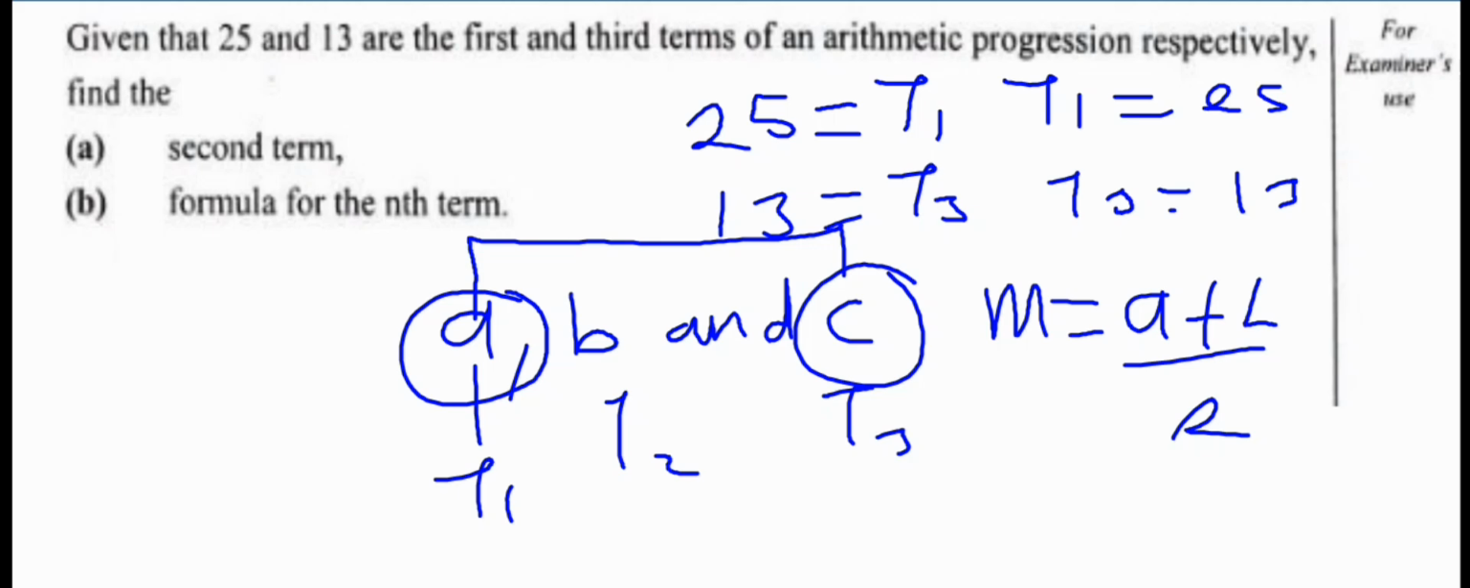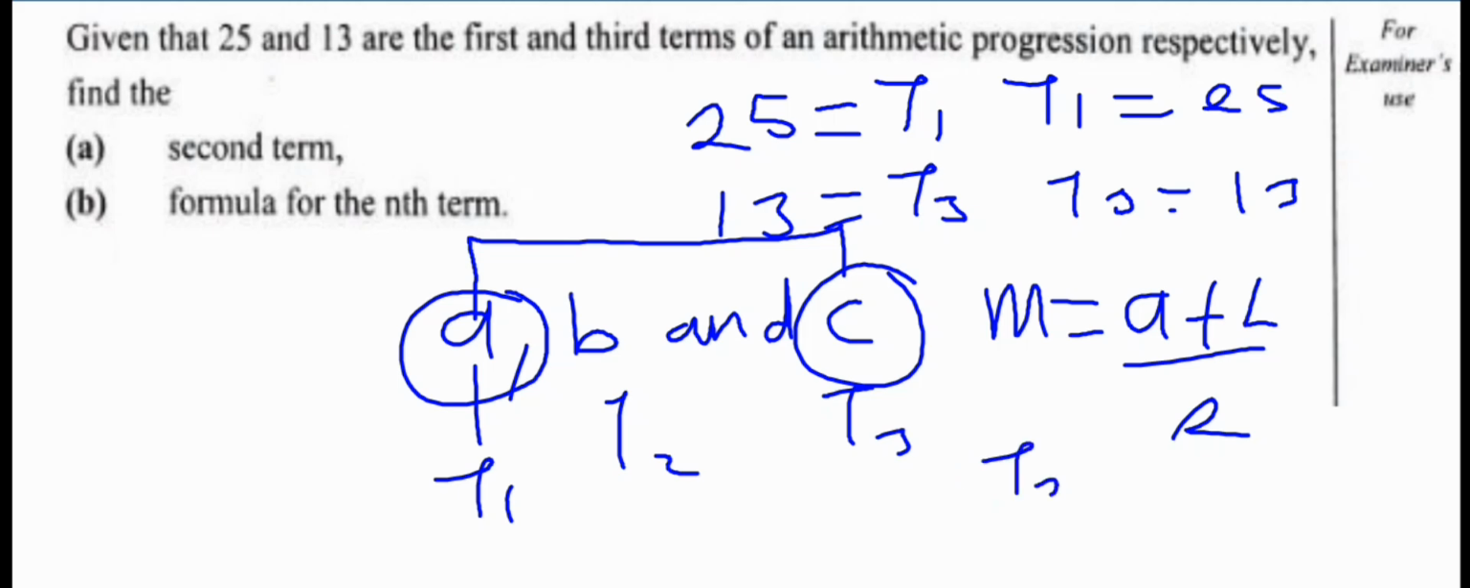Now, from this question, they are asking us to calculate the second term. So we can say B is representing the second term here. So where we are having M, which is the arithmetic mean, we can put B, because we are finding term number 2. You can use B or term number 2, because B is representing term number 2. So let's just use term number 2.